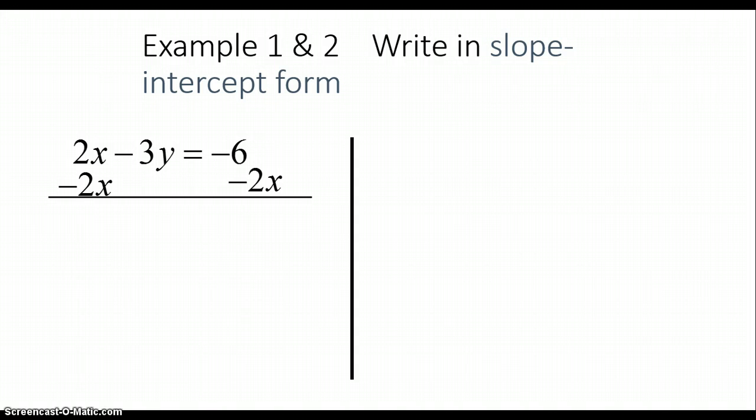So now what I have on the left side is that 2x is eliminated. I'm left with negative 3y, and that equals, well, I have that negative 2x that I've moved over, and I still have minus 6. Now, you might be thinking, what if I put negative 6 minus 2x? That's fine. You're just going to have to recognize, though, that the slope is always the coefficient of x. And we'll talk about that in a second, too.